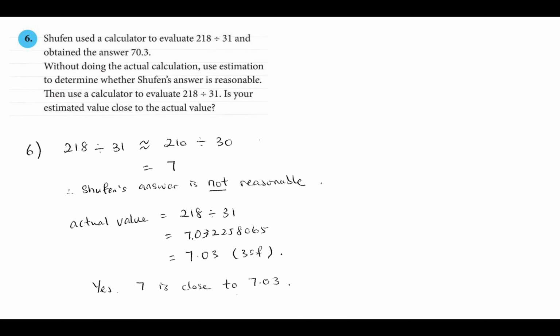Now, to use the actual value, we just use our calculators to check. It is 7.0322588065. If we write it as 3 significant figures for easy comparison, 7.03. Therefore, our estimation is actually pretty accurate, as you can see, right?